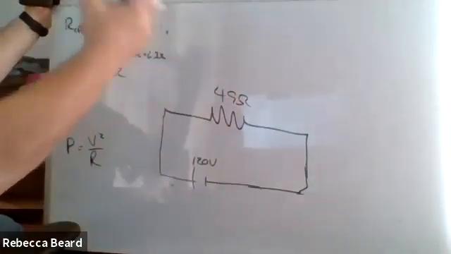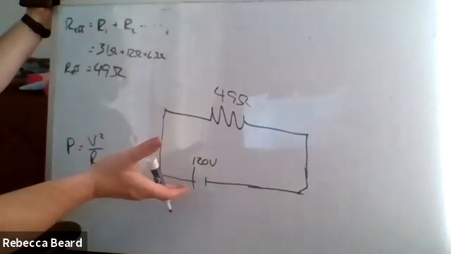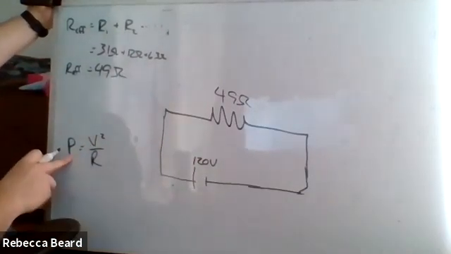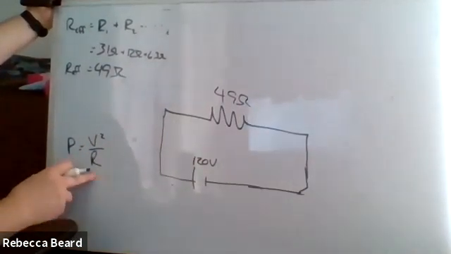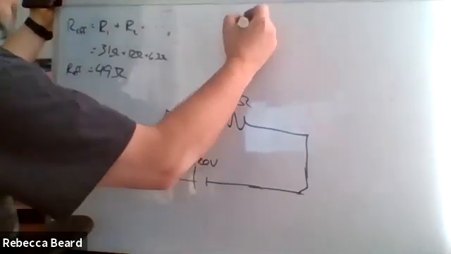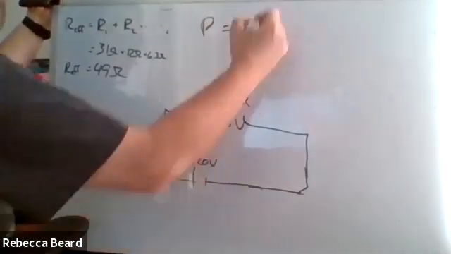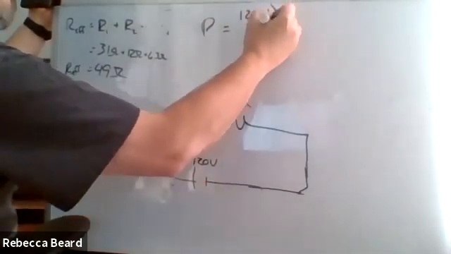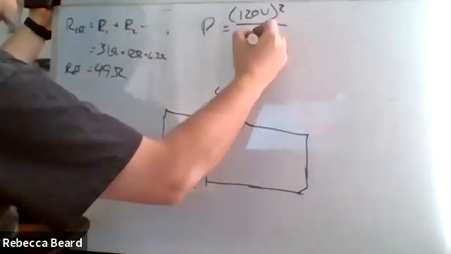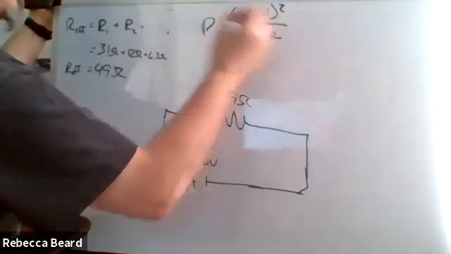Right now our problem is getting simpler and simpler and simpler. Now we've got a really simple problem, and we're going to have power is V squared over R, which is going to equal V squared, 120 volts squared, over 49 ohms.